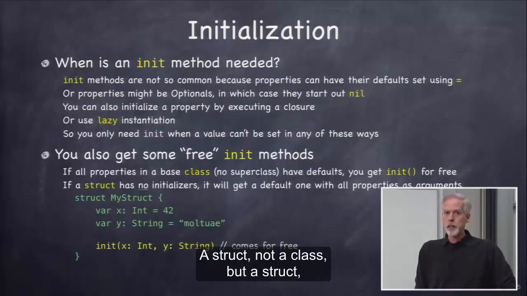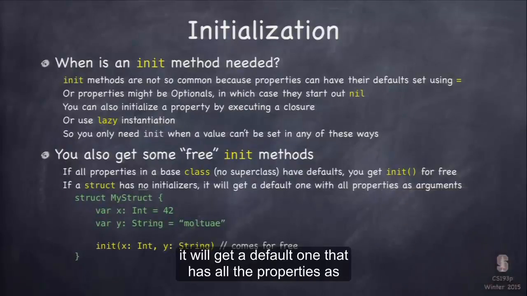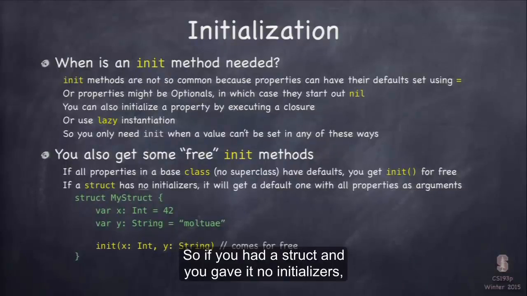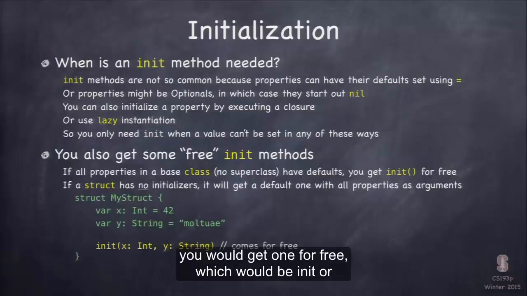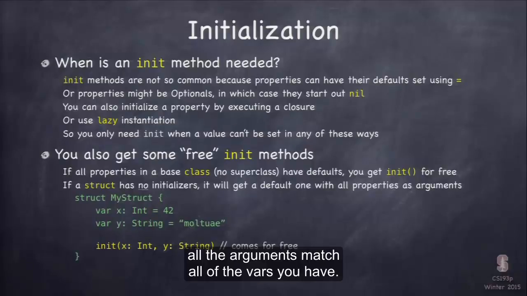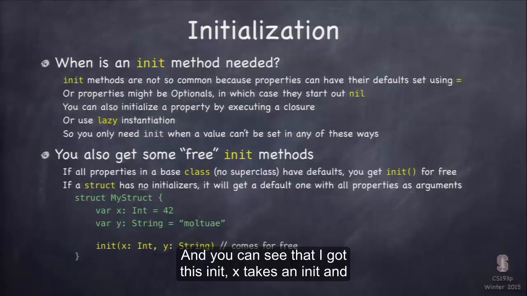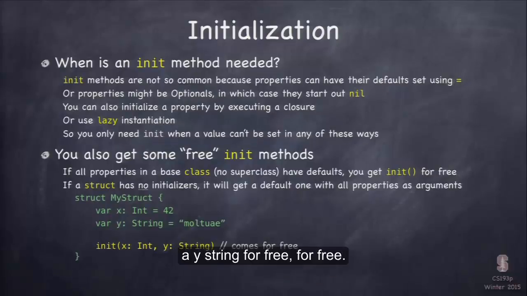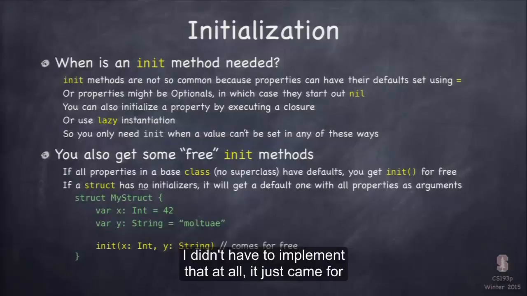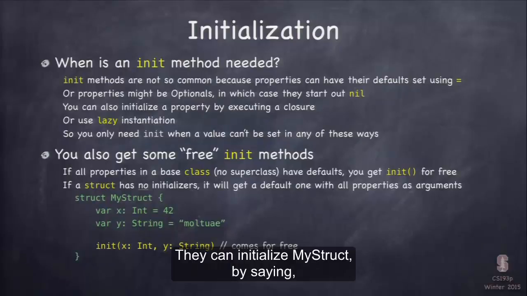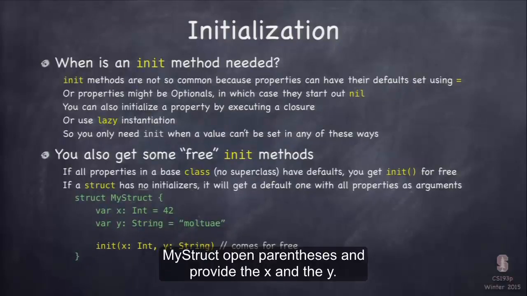A struct, not a class, but a struct, will get a default init that has all the properties as arguments only if you have no initializers. So if you had a struct and you gave it no initializers, you would get one for free, where all the arguments match all of the vars and lets you have. Like here I've got a struct with two properties, x and y, and you can see that I got this init: x takes an int and y a string, for free. I didn't have to implement that at all. It just came for free. And so people can call that. They can initialize my struct by saying my struct, open parentheses, and providing the x and the y.